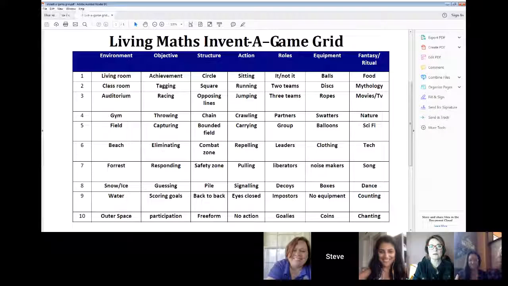Perfect. Okay. So the game grid is quite simple. We have environment, objective, structure, action, roles, equipment, and fantasy or ritual. So what I'm going to do is stop sharing the screen. There are 7 categories, and we've got 7 people.